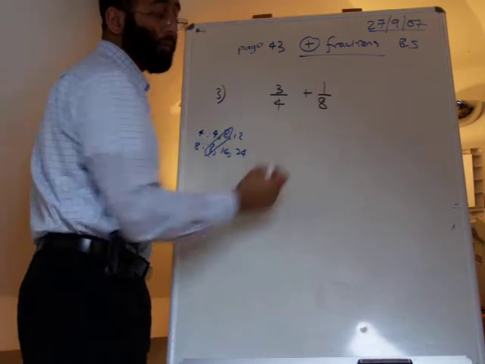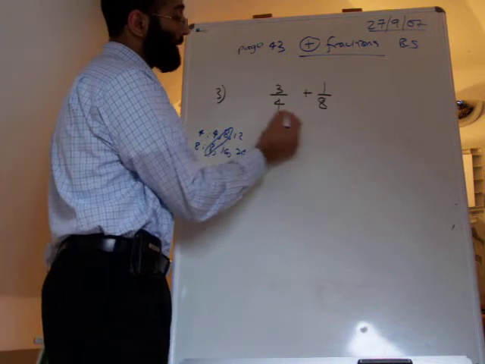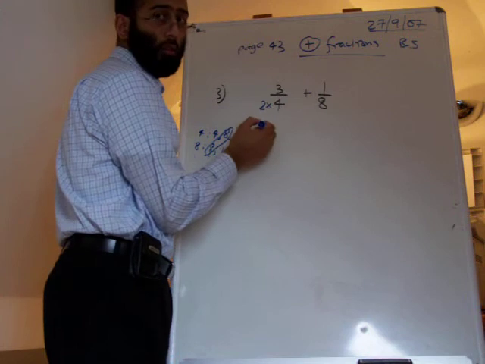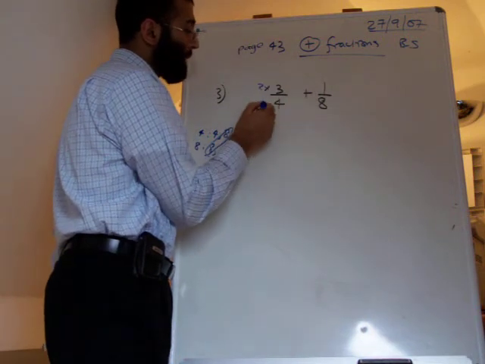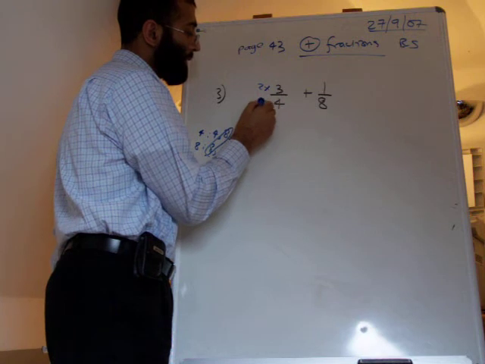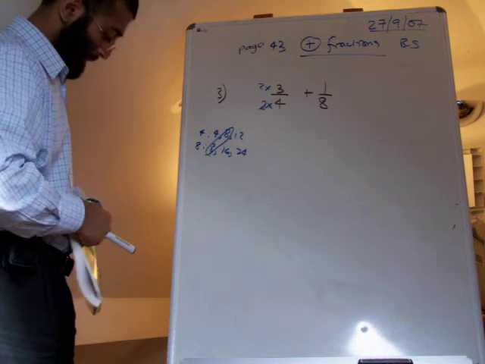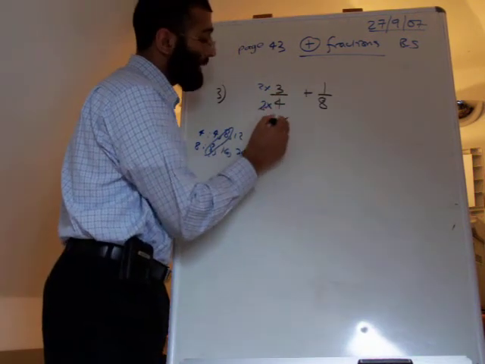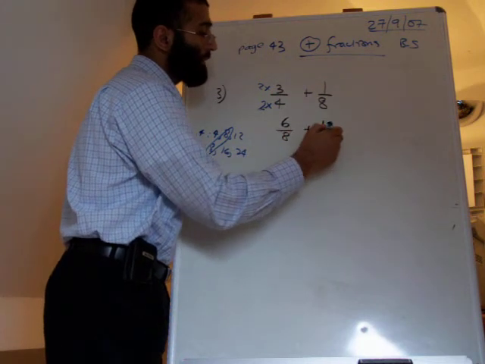We need to change the bottom numbers to become the same number in order for us to add the top numbers. Well, the 4 can become an 8, so we do that by doubling. If I double the bottom number, I must double the top number. So that now becomes 2 times 3, which gives you 6, and 2 times 4, which gives you 8. Copy the second fraction down.